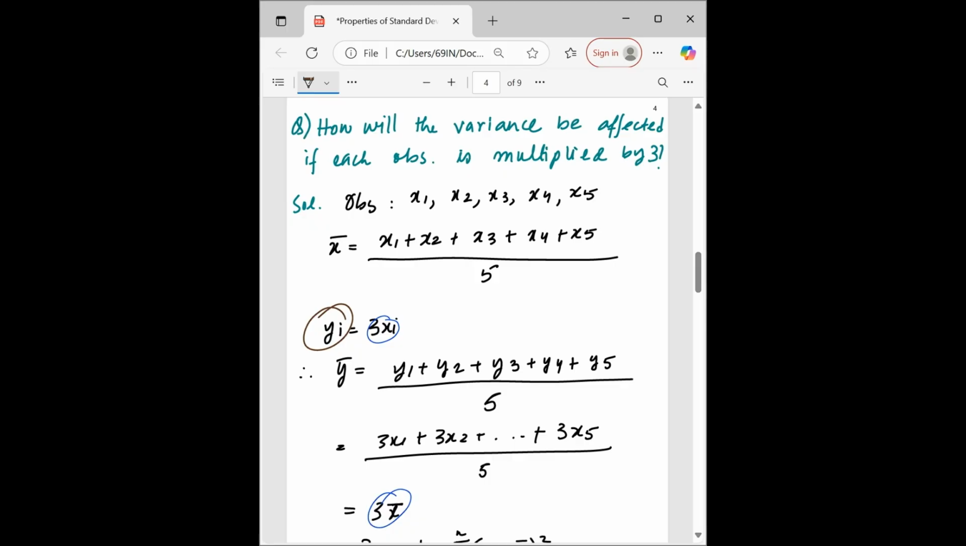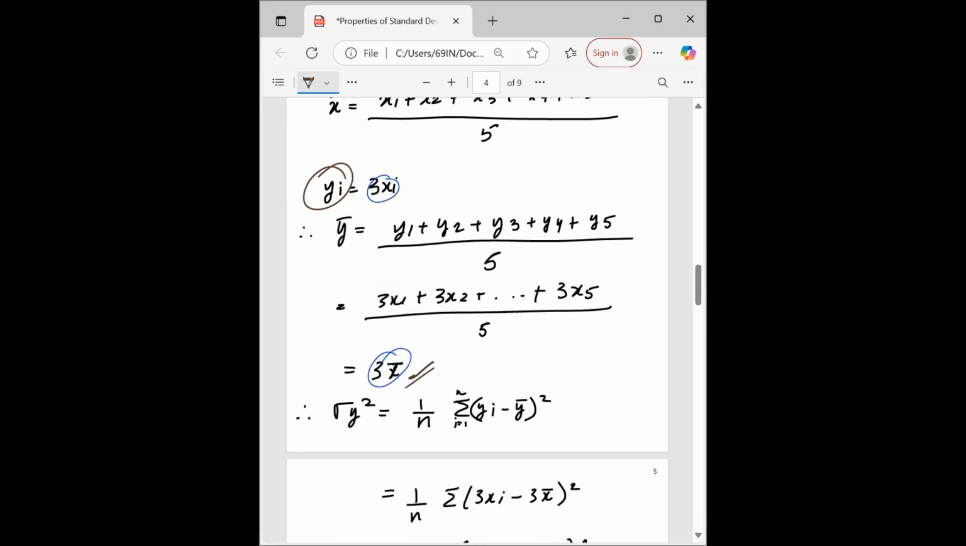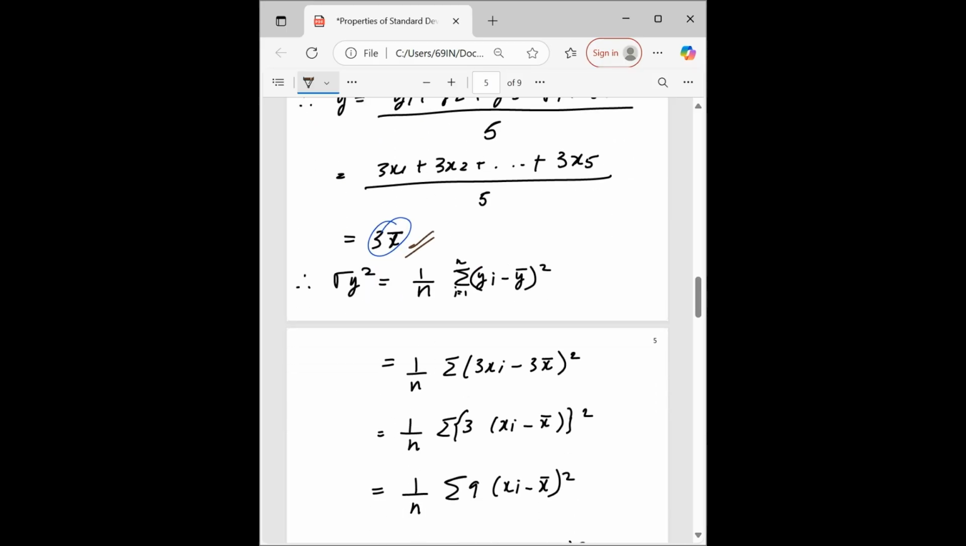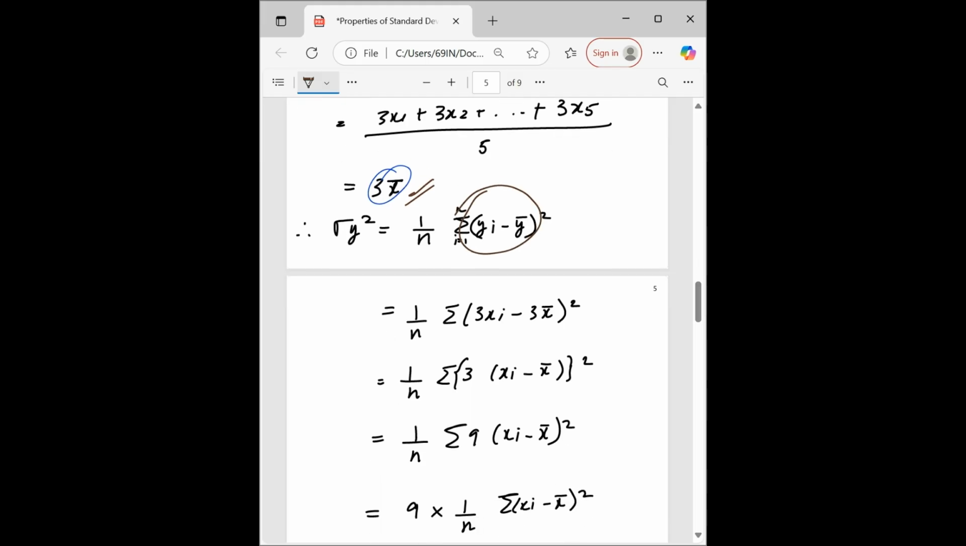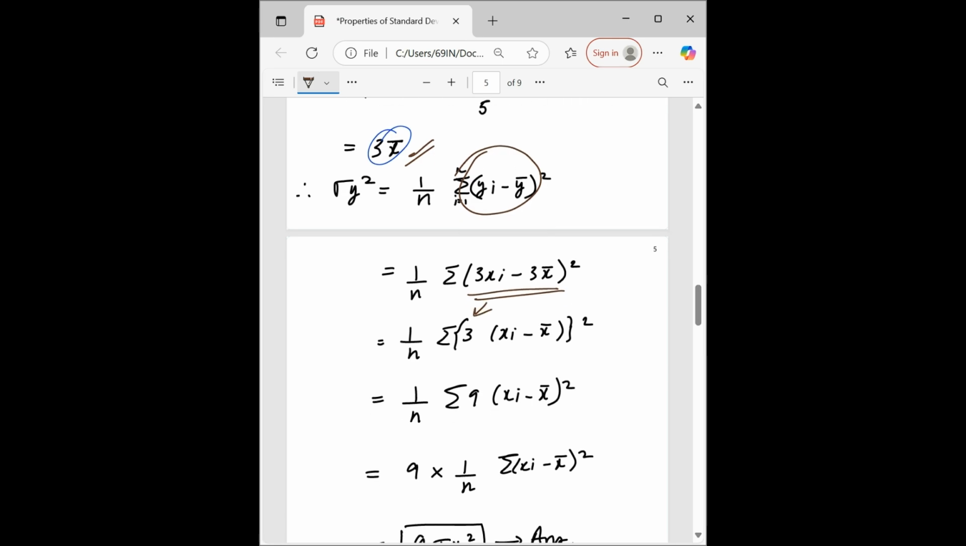The new mean is straightforward. Y bar is equal to 3x bar. But now look at the deviation. Yi minus y bar is equal to 3xi minus 3x bar, which is basically, if we regroup it, 3 outside, xi minus x bar. Whoa, we can understand that the distance from the mean just got multiplied by 3. So basically, the spread is stretching.